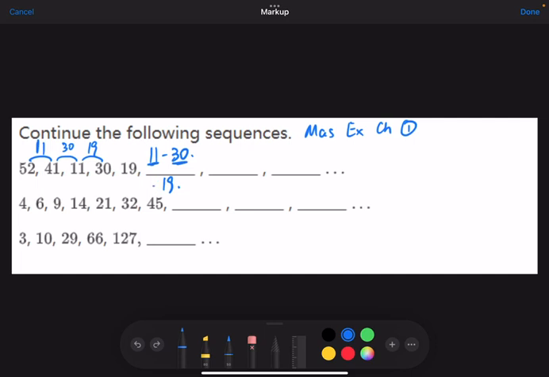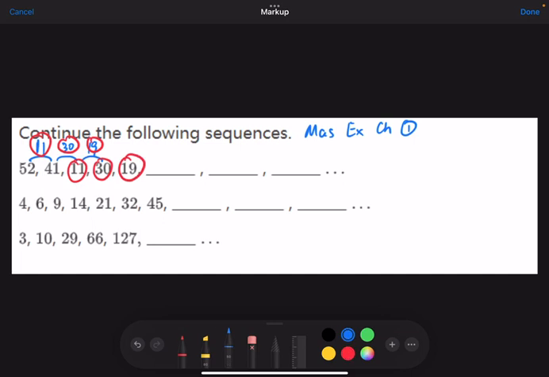Well, actually, it is positive 19. It is not negative 19. We don't do 11 minus 30 in this case. So, we see here that the difference between adjacent terms becomes the next term. 11, 30, 19.